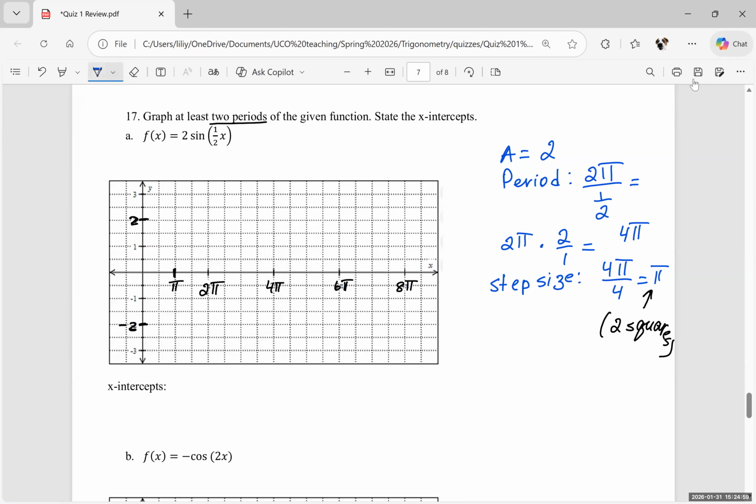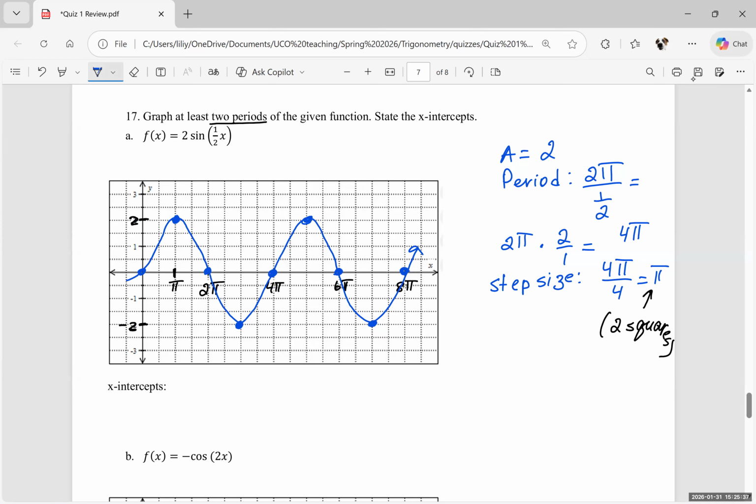This is a sine function. You need to know that a sine, when we don't move it left and right, starts at 0, 0. Then it goes into the maximum after one step, which for me is 2 squares. Then it goes into the x-intercept, then into the minimum, x-intercept, maximum, x-intercept, minimum, x-intercept. We'll go ahead and connect the dots, smooth curves, guys.